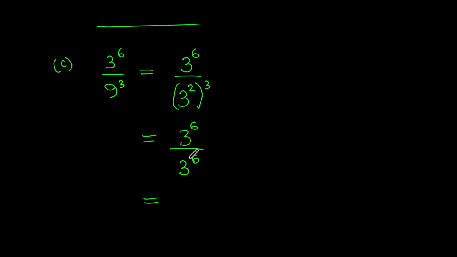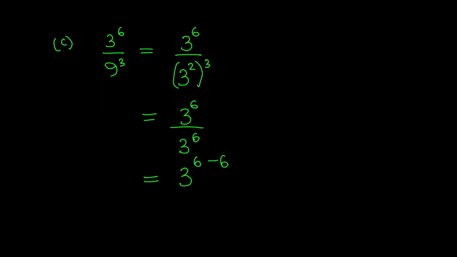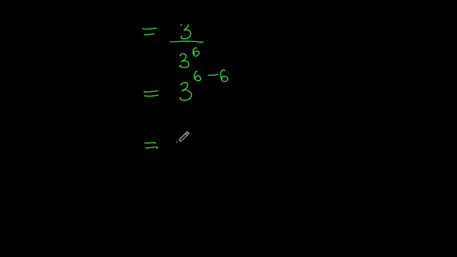Now when I divide numbers with the same base, what do we do? We subtract the indices. Therefore we have 3 raised to the power 6 minus 6. Now when we subtract that, we get 0. Therefore 3 raised to the power 0. And there was a rule that says if you have a number or a letter raised to the power 0, it vanishes down to 1. And this is how we handle indices.